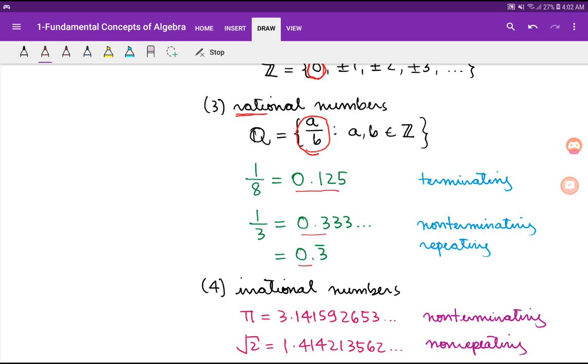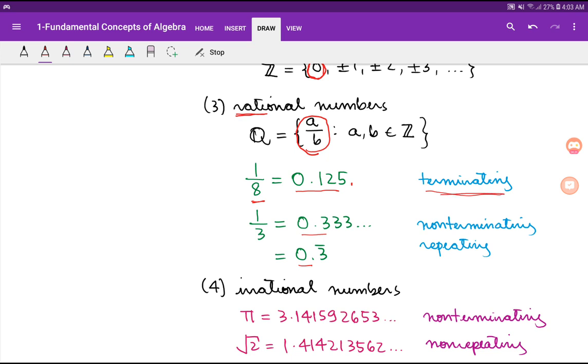Decimals in rational numbers usually have two characteristics. Either they will be terminating decimals, or if not terminating, they will be repeating. An example of a terminating decimal is 1/8. If we convert it into a decimal, it will be 0.125. So the decimal representation stops at the third decimal place. This is what we call a terminating decimal.